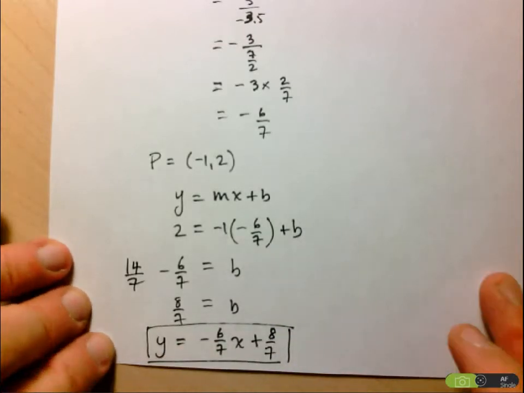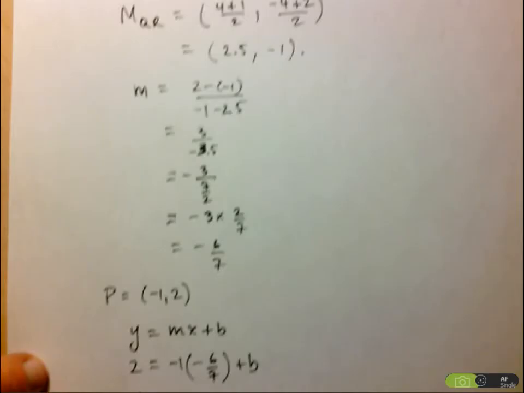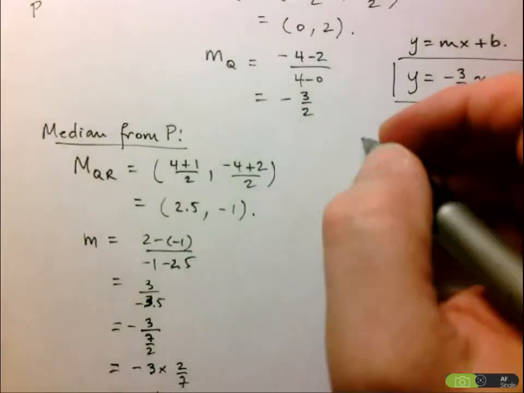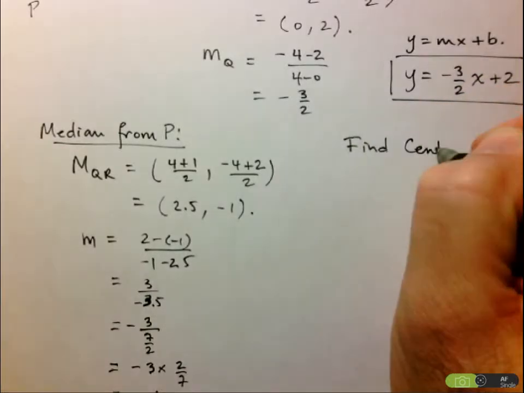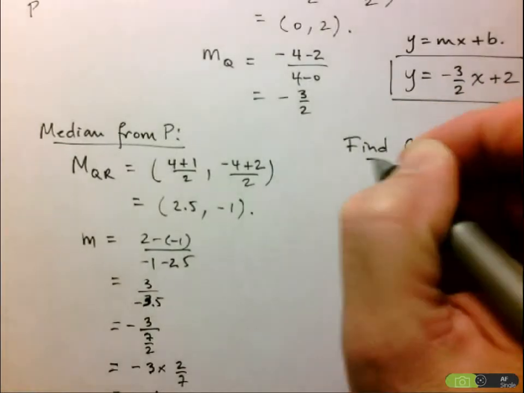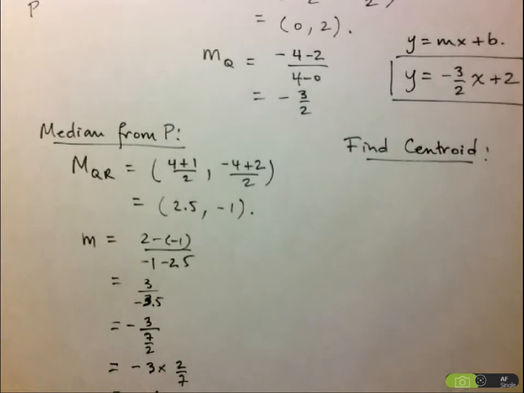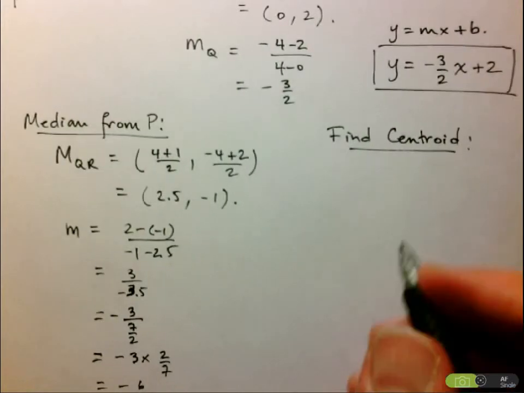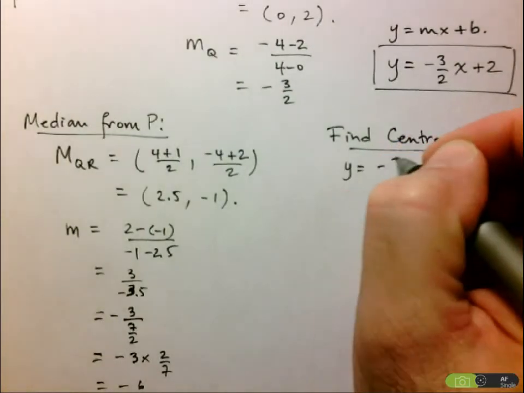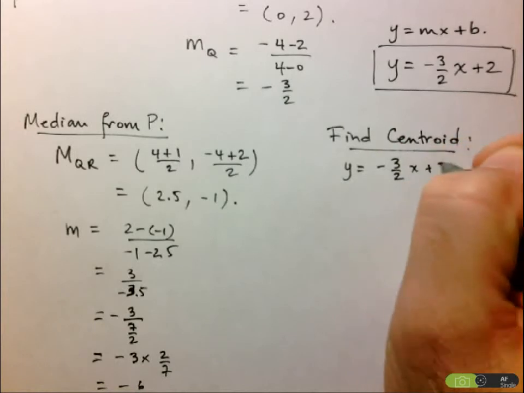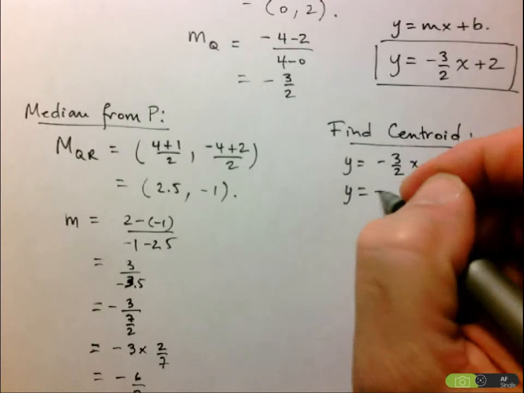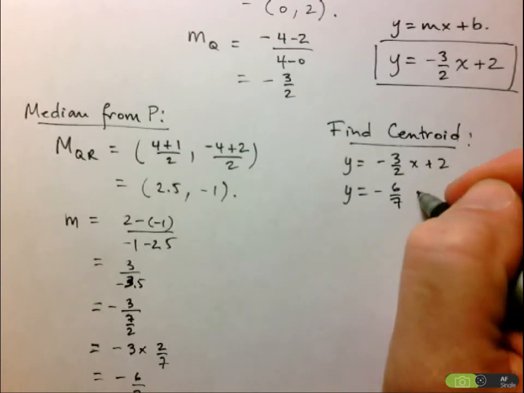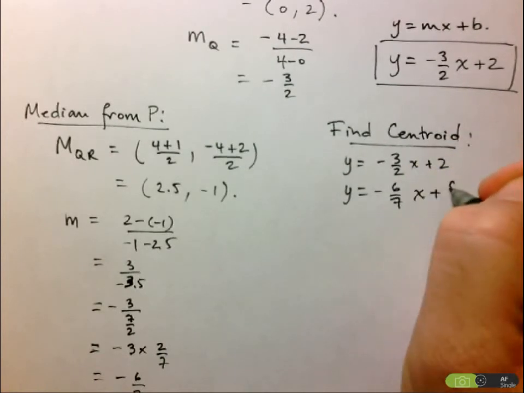Okay, so now the next step is to take this and find the point of intersection. Here we'll find the centroid, which is going to be our point of intersection. So we're going to have to use those two equations. Here we have y equals negative 3 halves x plus 2, and the second equation we found was y equals negative 6 over 7 x plus 8 over 7.